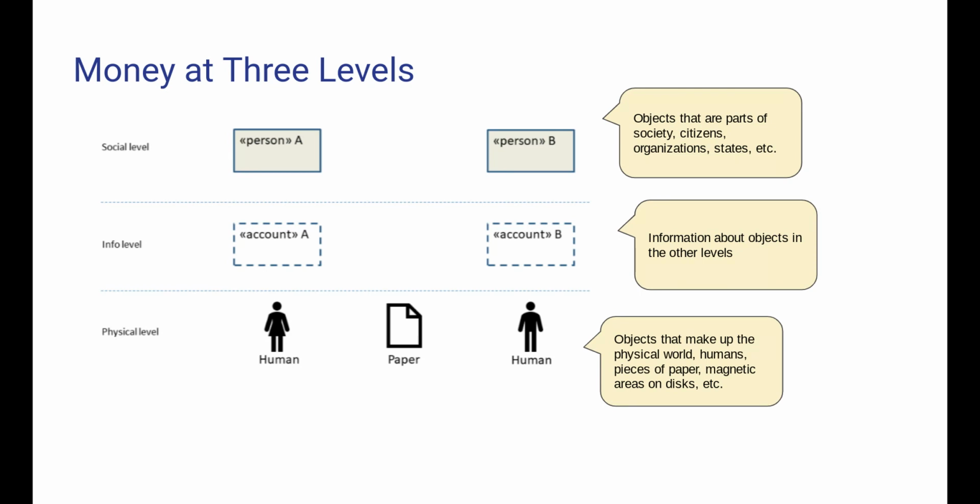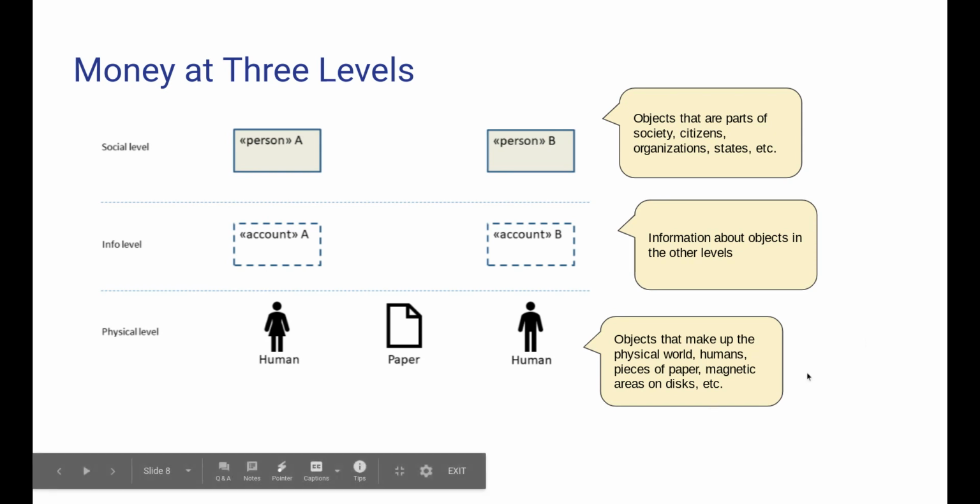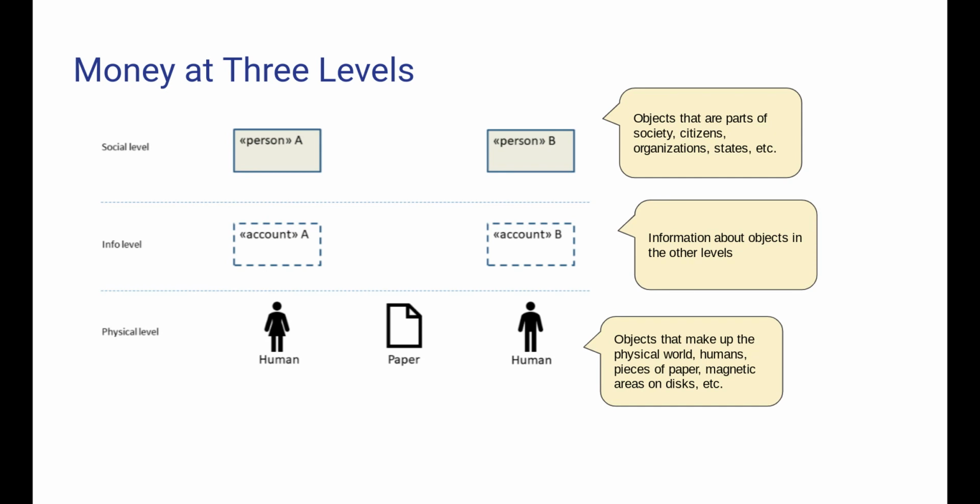Inspired by this ontology, we have suggested here to look at money on three different ontological levels: physical, informational, and social levels. Here we have the physical level containing objects that make up the physical world, humans, pieces of paper, magnetic areas on disks, and so on. We have the social level containing objects that are parts of society, citizens, states, organizations, and also relationships between these objects, for example, obligations and social debts. In between, we have the informational level that contains information about objects in the other levels. And as we are primarily interested in economic information, we have called these ones in this figure accounts.